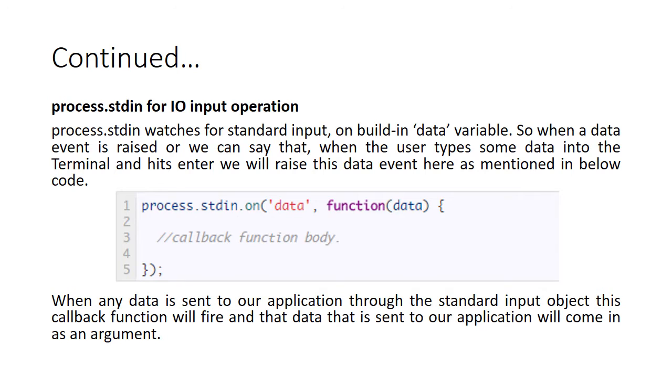So when a data event is raised, or we can say when the user types some data into the terminal and hits enter, we will raise this data event as mentioned below in the code. When any data is sent to our application through the standard input object, this callback function fires, and the data that is sent to our application will come in as an argument.